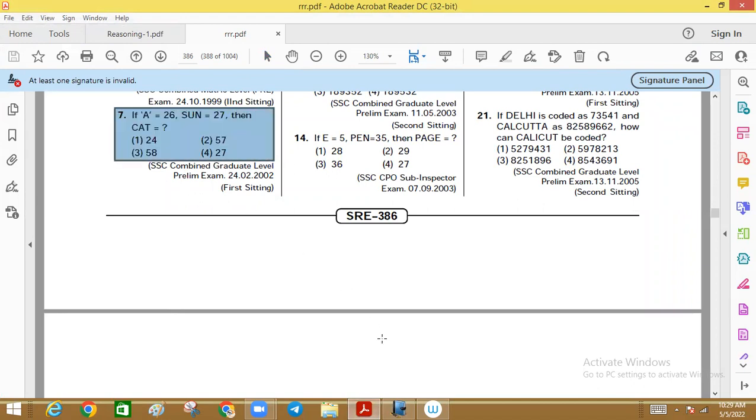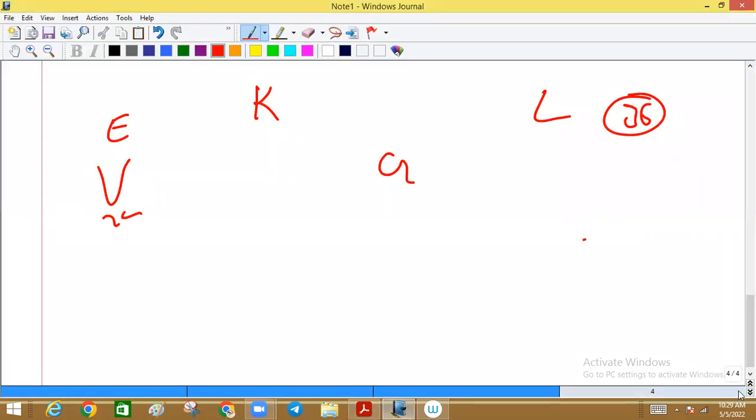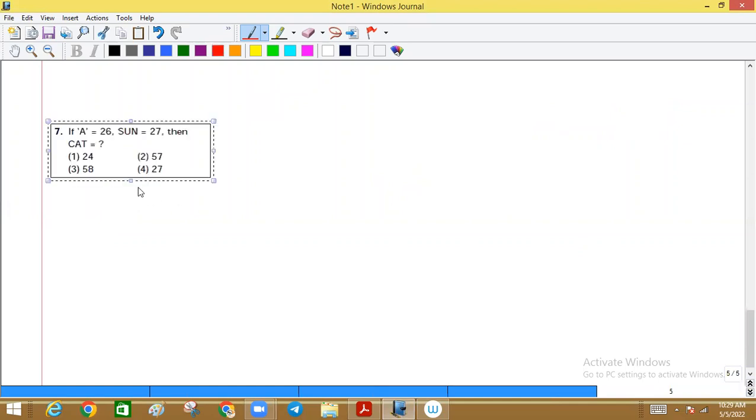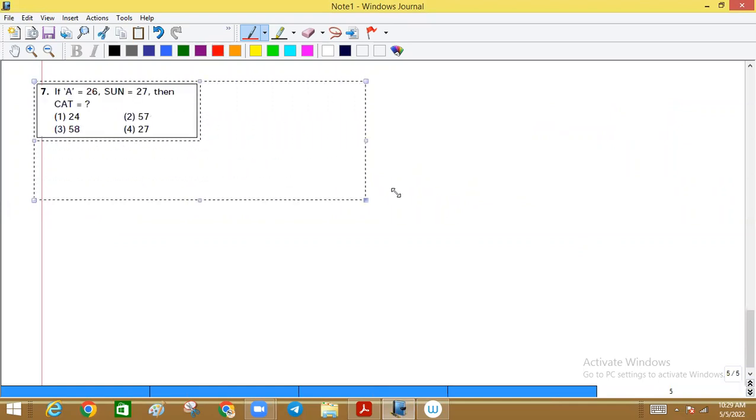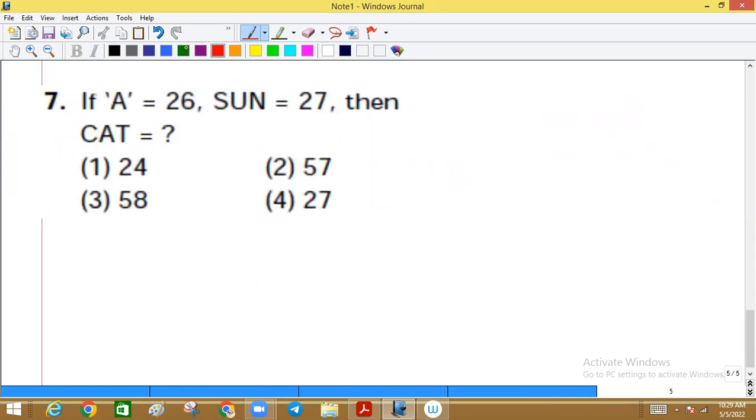It is CGL 2022, a previous question. What is the clue here? He's saying that A is 26. When A is 26, what kind of coding is it? Reverse. He's following the reverse coding, which is RC, reverse coding. So now try to give the answer.